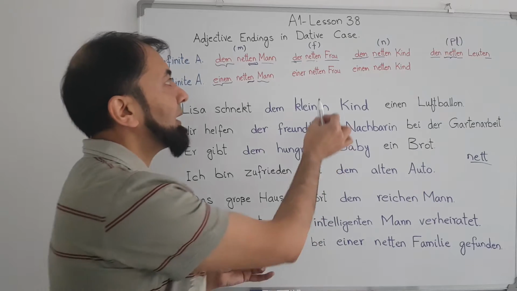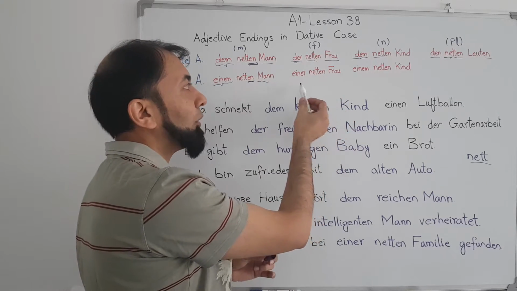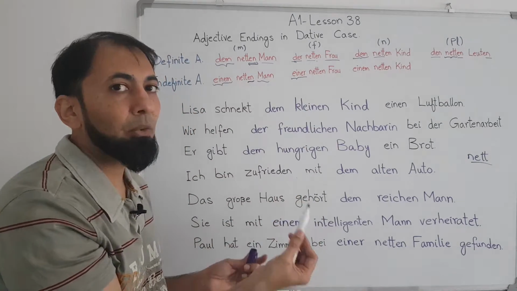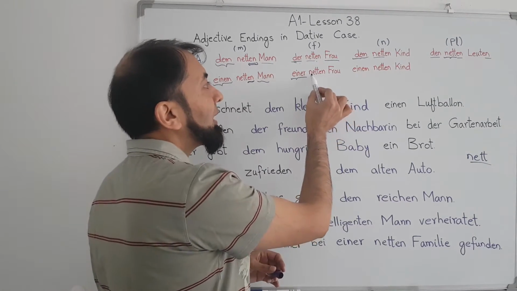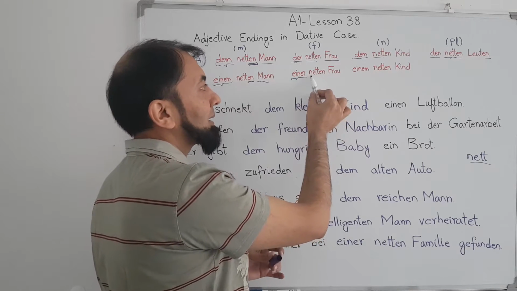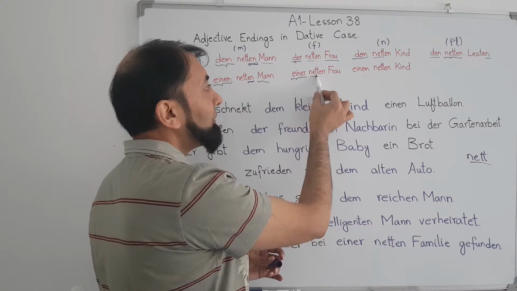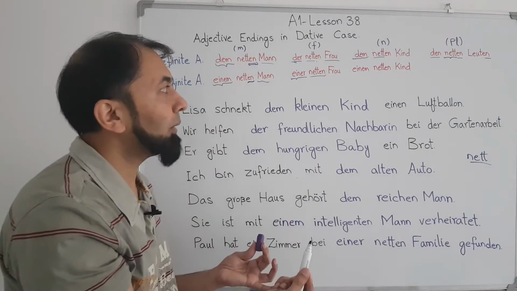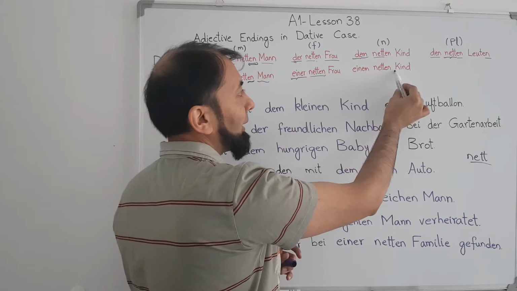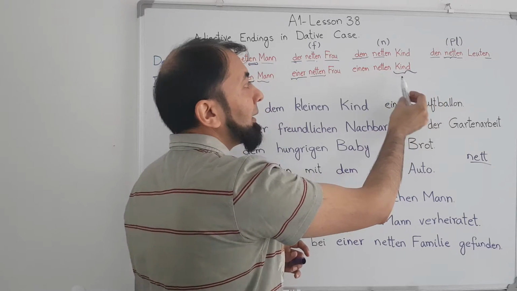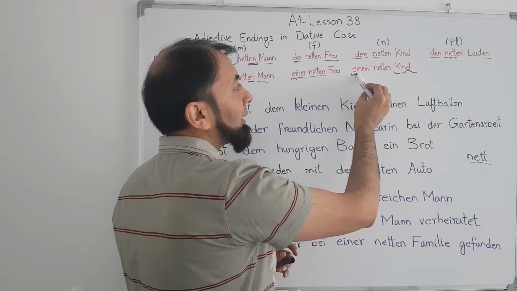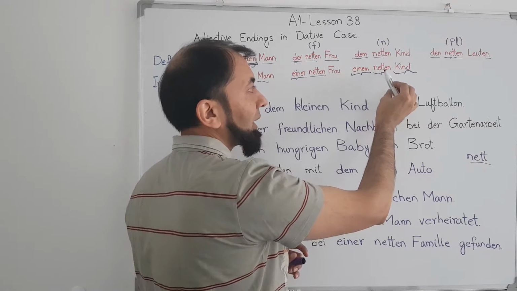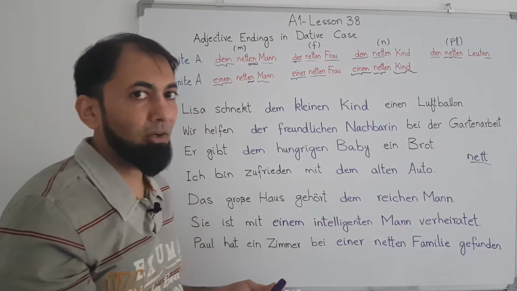Then we have to see the feminine noun, and for the feminine noun we know that the indefinite article is einer in the dative case, and if we keep the adjective the same as above, then we have to add -en again at the end of the adjective for a feminine noun. And if we have a neuter noun, then we have to use the indefinite article einem, and if we want to use nett as an adjective, we have to add -en at the end of the adjective.